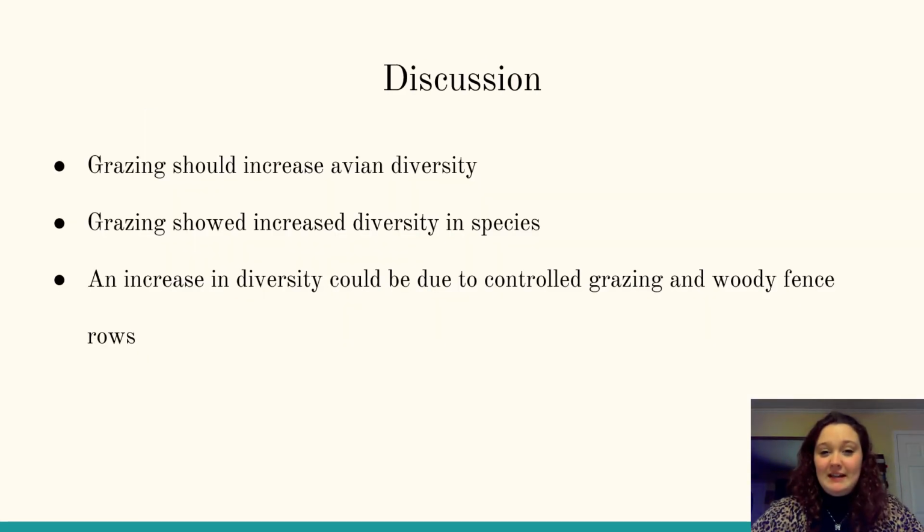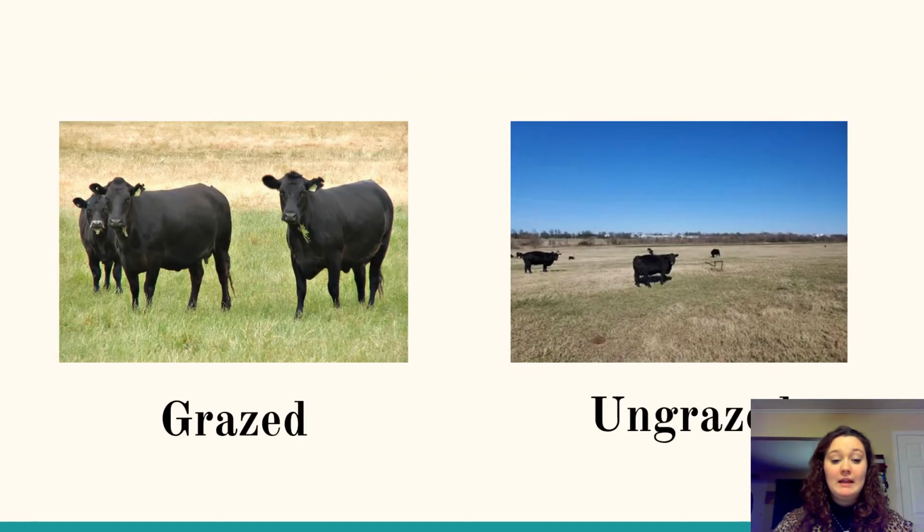Overall, it can be said that we were surprised by the results between the grazed and ungrazed fields, but it did show that grazing should increase avian diversity. Grazing also showed increased diversity in species, and there was an increase in diversity due to the controlled grazing and woody fence rows. These are examples of fields that are grazed and good for cattle's welfare, while the ungrazed does not bring the correct environment for birds and wildlife to thrive with the cattle.